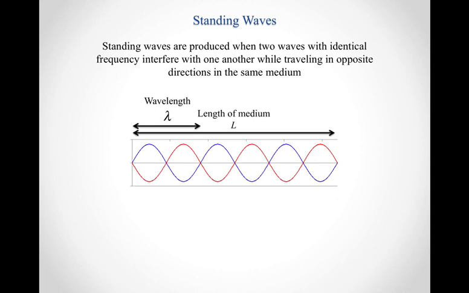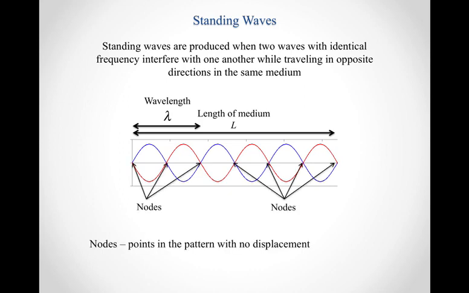The second distance that we care about is, well, what's the length of the medium? So whether we're talking about a string or a column of air, there's some length of that string or column that will also be important in terms of figuring out what's going on with the standing waves that we can generate within the medium. Two other terms that we want to go ahead and introduce at this point are nodes on the one hand and antinodes on the other.